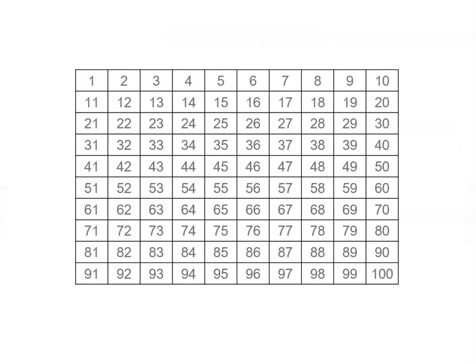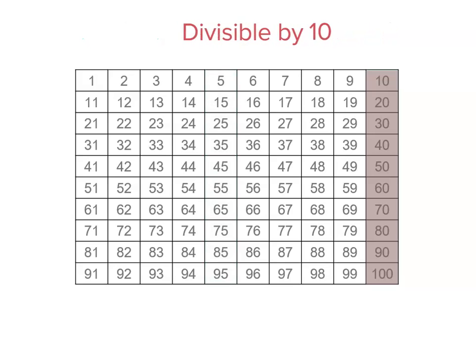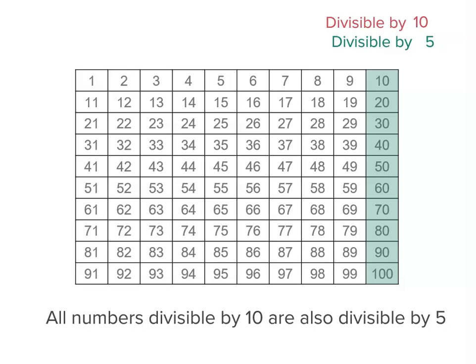So if we look at our table, you can see all the numbers that are divisible by 5, and the numbers that are divisible by 10 are there. So there is an overlap. So there are our numbers divisible by 10, and those numbers are actually also divisible by 5 because they end in a 0. All numbers divisible by 10 are also divisible by 5.